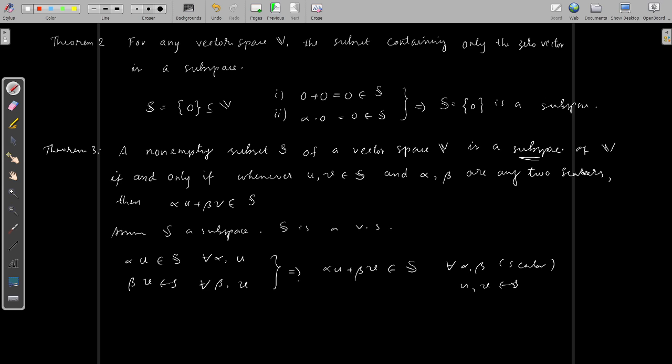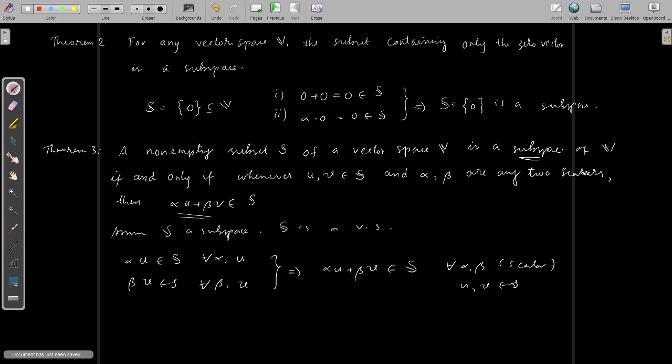So this shows that whenever S is a subspace, then alpha times u plus beta times v is also an element of S for arbitrary scalars alpha and beta, and two arbitrary elements u and v. So this is the first part. For the second part, we need to assume this condition: if alpha and beta are any scalars and u, v are any two arbitrary elements belonging to S, then this sum is in S. We need to prove that S is a subspace. In order to prove this, we use theorem 1 again.